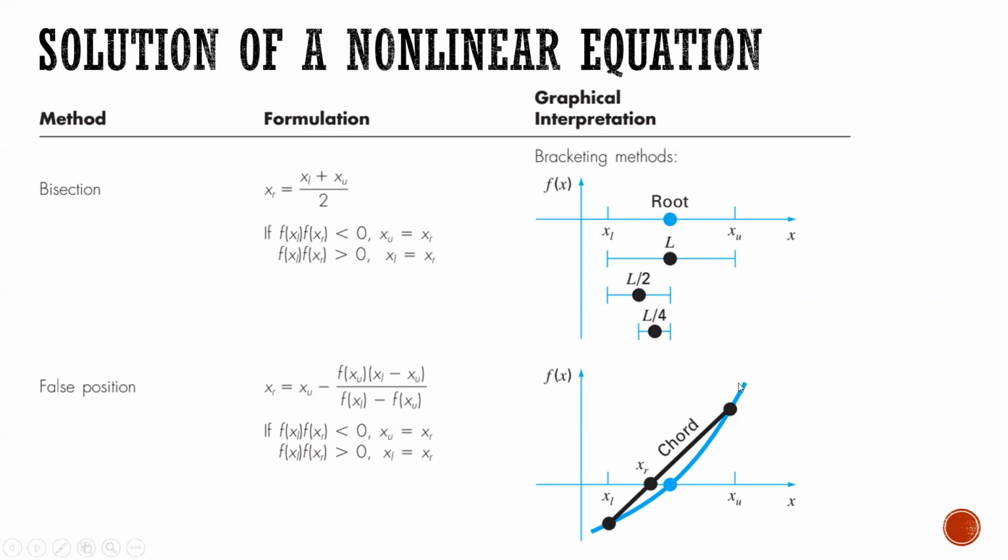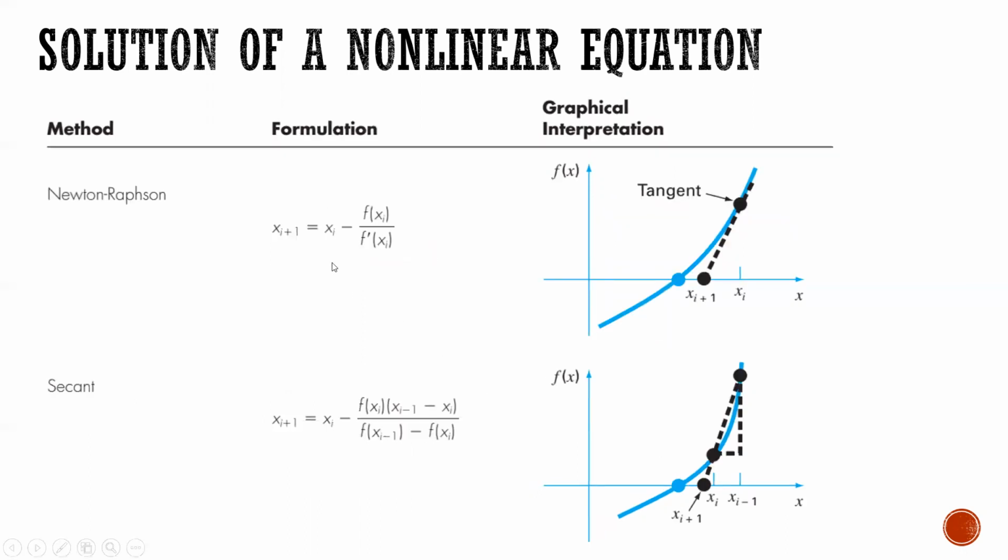Next method is Newton-Raphson method. This is the most commonly used method because of its high rate of convergence. In this method, we consider a point xi and we take its tangent at this point and find its intersection with the x-axis. We call it xi plus 1. Now we continue proceeding with this xi plus 1, then xi plus 2, and so on until we reach convergence.